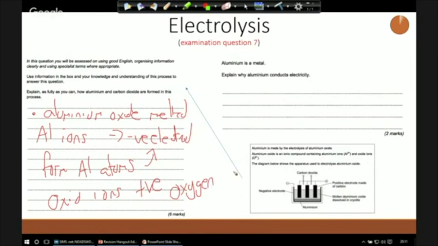Now here's the key part. If we're forming oxygen on our positive electrode, which is made from carbon, we're actually going to be making carbon dioxide. So aluminium ions moving to the negative electrode, forming our aluminium. The oxide ions moving to the positive to form oxygen, which combines with the electrode to form carbon dioxide.